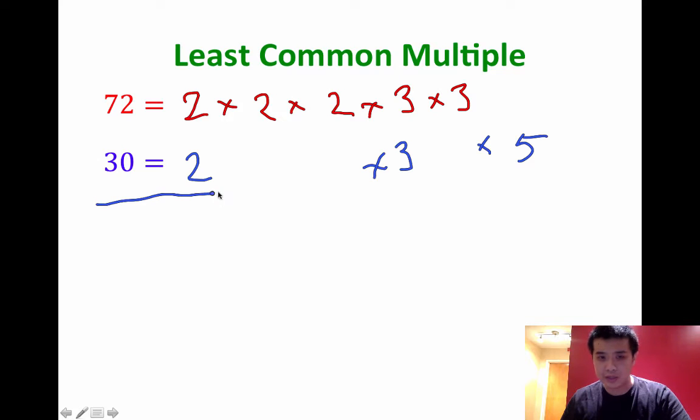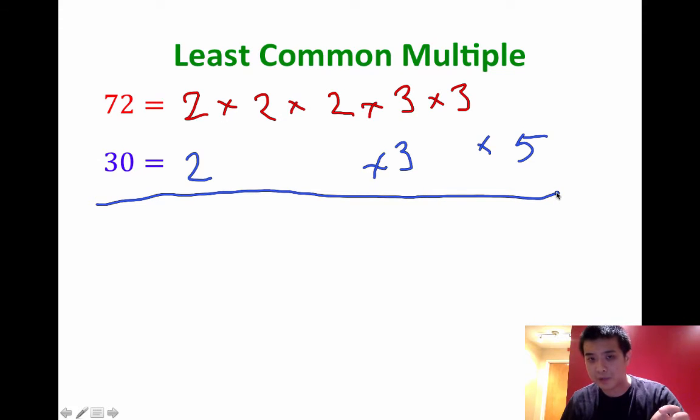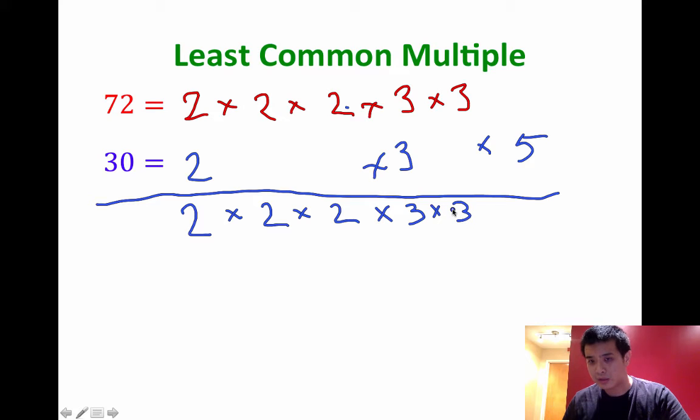Again, we draw the line, but this time, instead of finding the ones that they have in common, we're going to write all the 2s, the most that either number has. This one has 3 2s, so we're going to write 2 times 2 times 2. This one has 2 3s, so we're going to write 3 times 3. This one has 1 5, this one has no 5, so we're going to write 5. So our least common multiple is going to be 2 times 2 times 2 times 3 times 3 times 5.